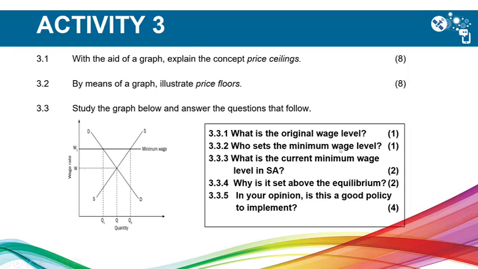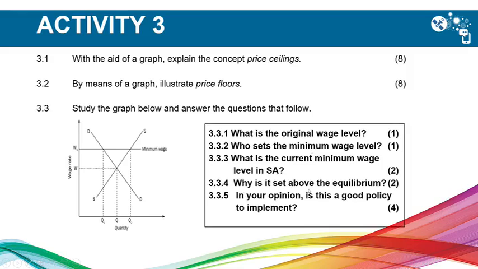Who sets the minimum wage level? We started this by saying these are all ways in which the government intervenes. So the minimum wage level is set by the government. What is the current minimum wage level in South Africa? Now, grade 10s, these are things that you are expected to be aware of. You're not always taught this in the classroom, right? So you should have some idea of what the current minimum wage level is in South Africa. And it's about 23 Rand and 19 cents at the moment.